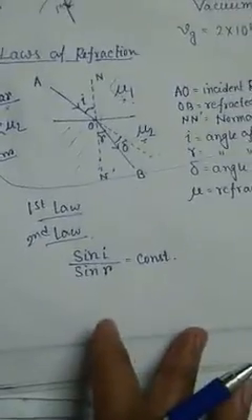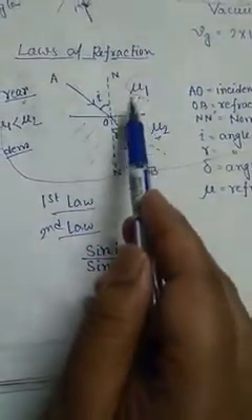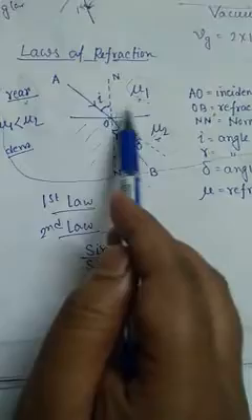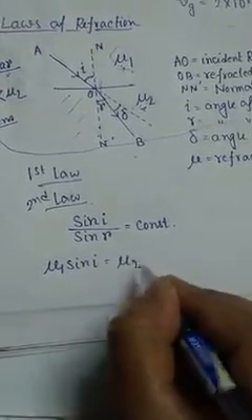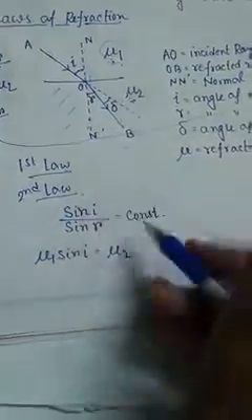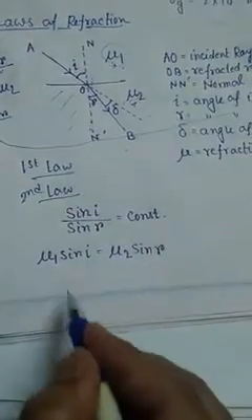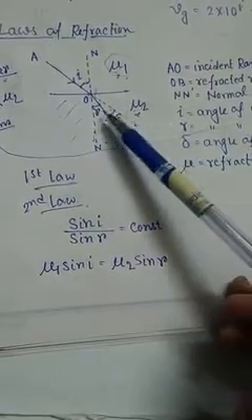Okay, now I am writing it in a different manner. Just look very carefully. I have to write the formula with all of these things. Mu1 is the refractive index of the first medium, and I is the angle of incident, but it is forming in the first medium. So I shall write like this: mu1 sin I is equal to mu2, that means refractive index of the second medium, sin R also forming in the second medium. So I am writing the formula like this: mu1 sin I equal to mu2 sin R.